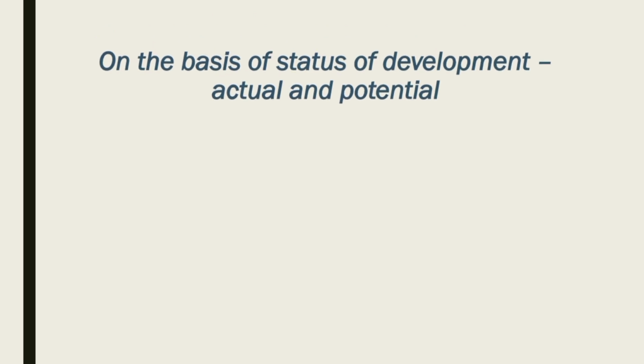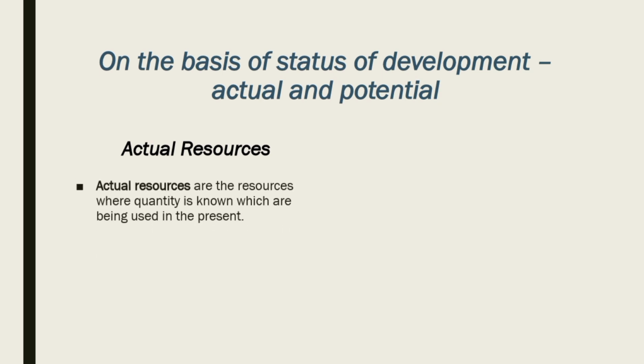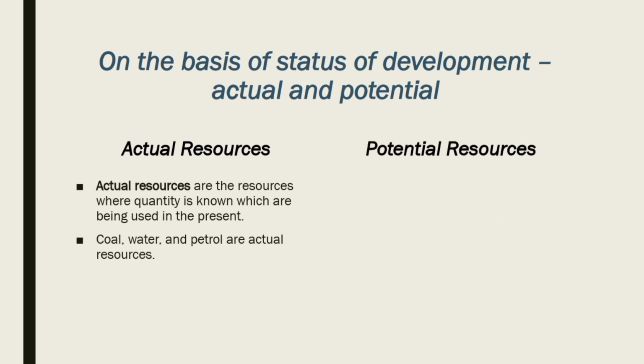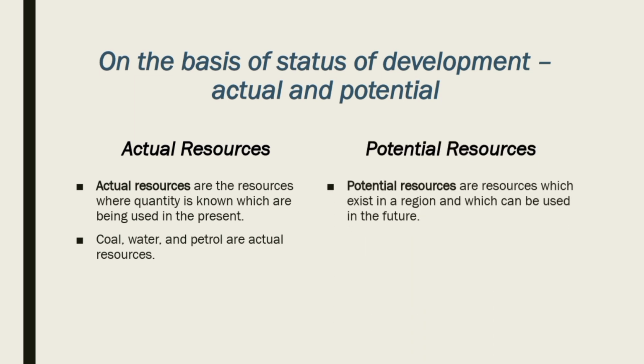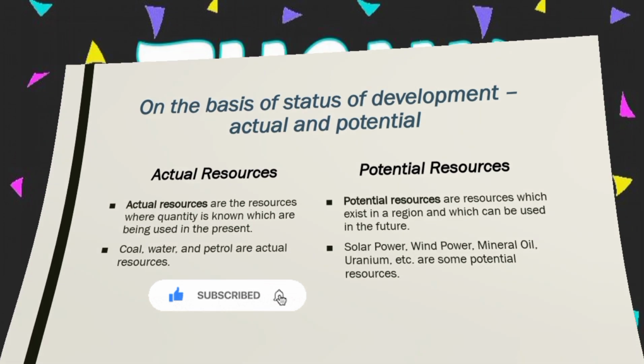On the basis of status of development, there are actual and potential resources. Actual resources are those resources whose quantity is known and which are being used in the present. Coal, water and petrol are actual resources. Potential resources are those resources which exist in a region and which can be used in the future. Solar power, wind power, mineral oil, uranium, etc. are some examples of potential resources.